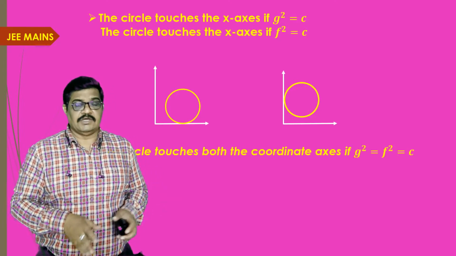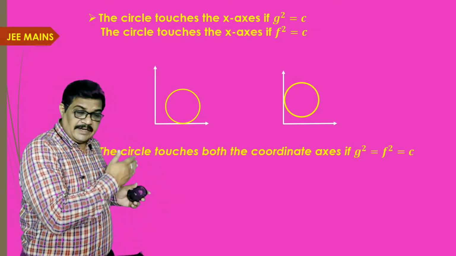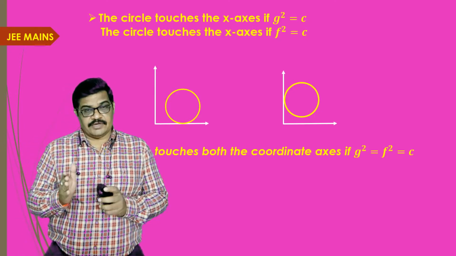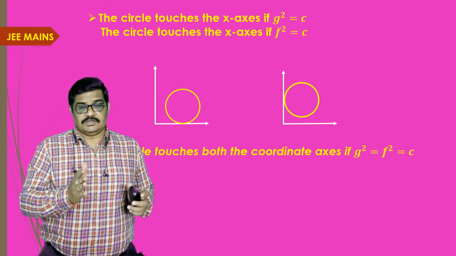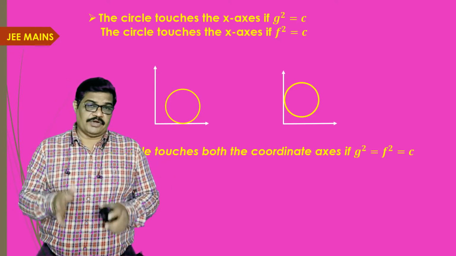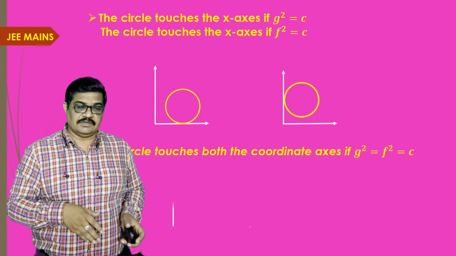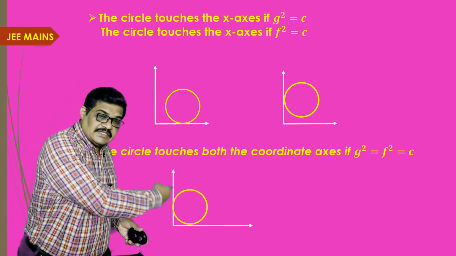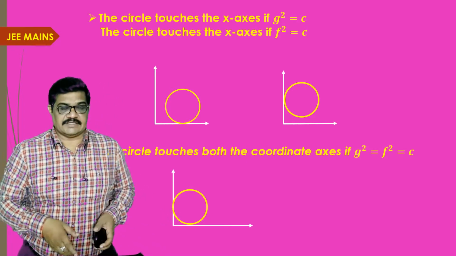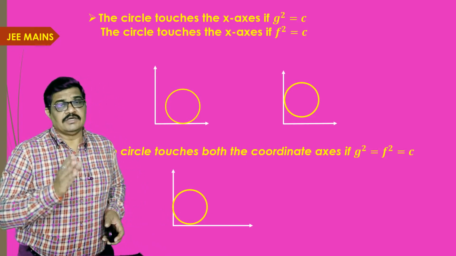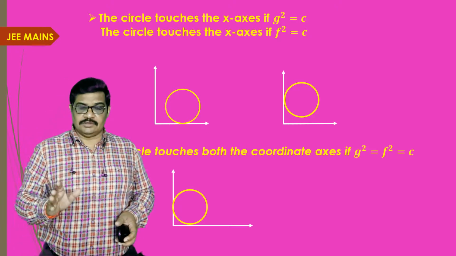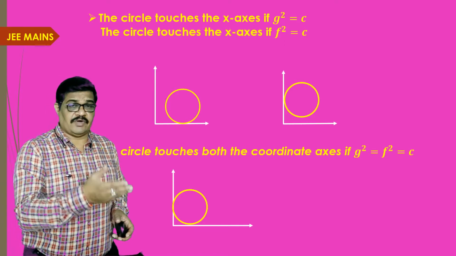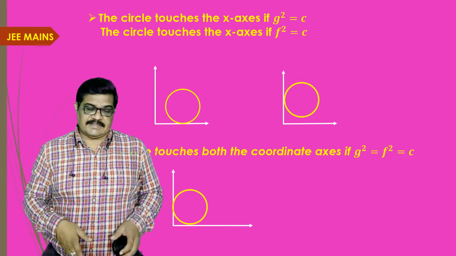Next point: the circle touches both the coordinate axes. If g square is equal to f square is equal to c, then this circle touches both the coordinate axes. Look at the diagram. This is the x-axis, this is the y-axis, and the circle touches both coordinate axes here. Then the condition is g square is equal to f square is equal to c. These are the conditions when the circle touches the x-axis or y-axis or both coordinate axes.